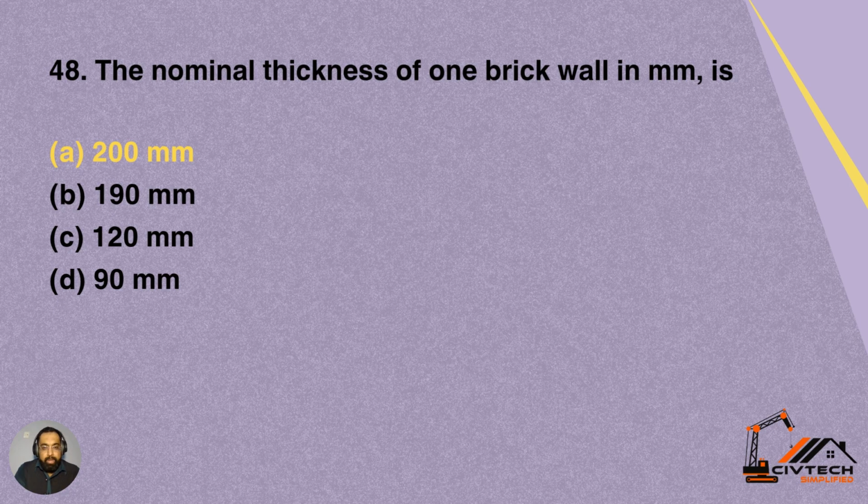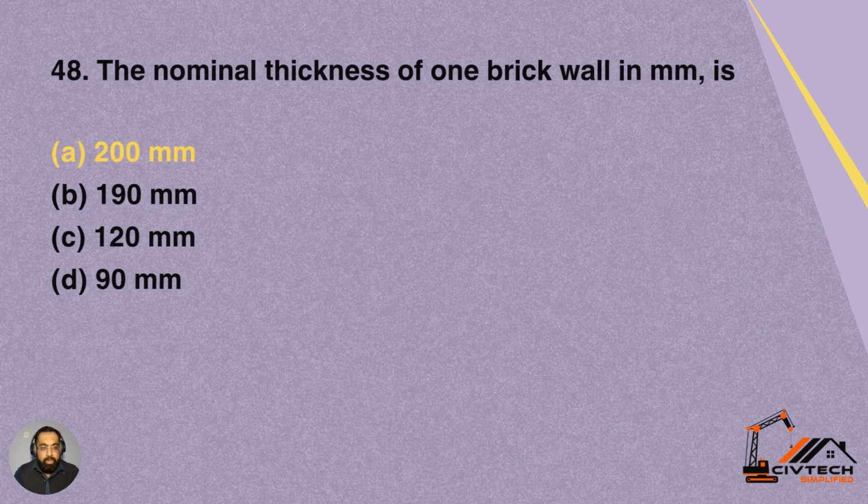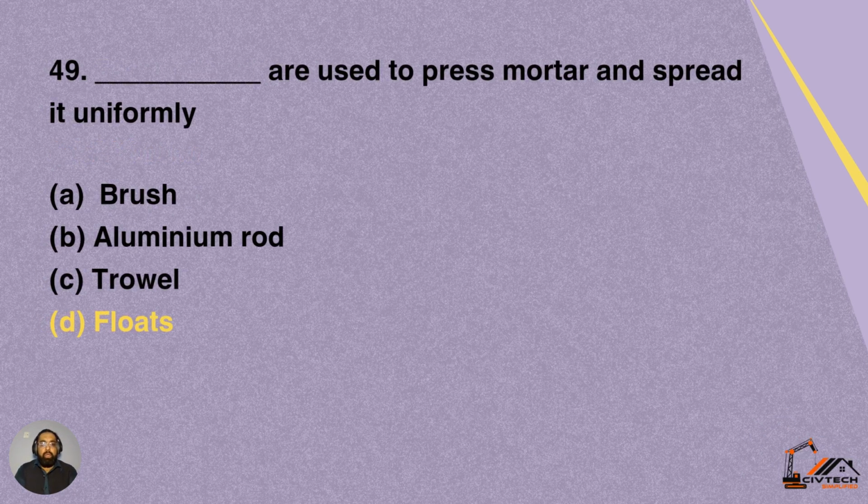Question 48. The nominal thickness of one brick wall in millimeter is A, 200 millimeter, B, 190 millimeter, C, 120 millimeter, D, 90 millimeter. So remember the nominal thickness of one brick wall is always 200 mm. Option A is correct for this question.